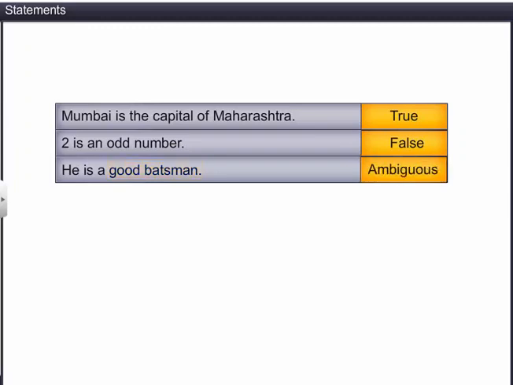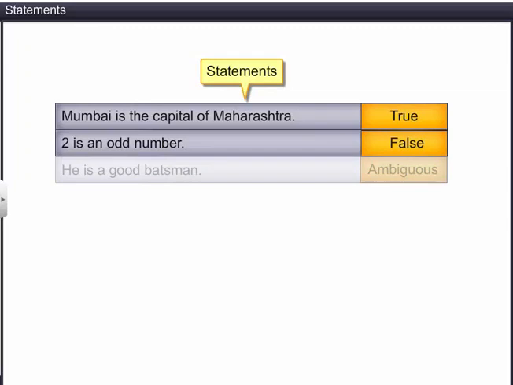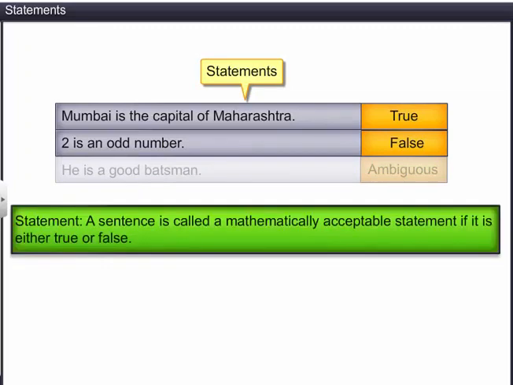The first two sentences have truth values and there is no ambiguity. Mathematically, such sentences are called statements. A sentence is called a mathematically acceptable statement if it is either true or false.